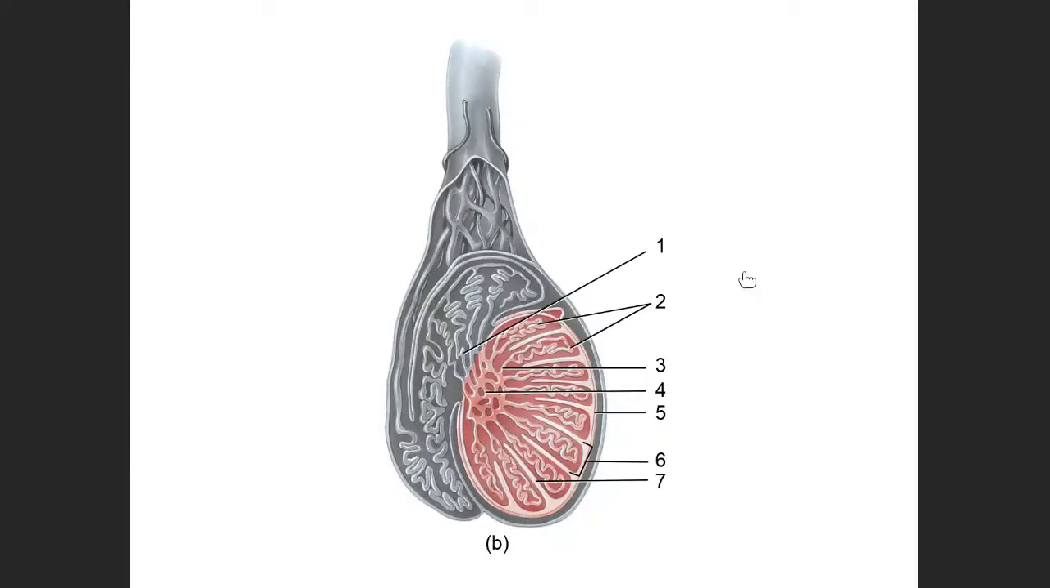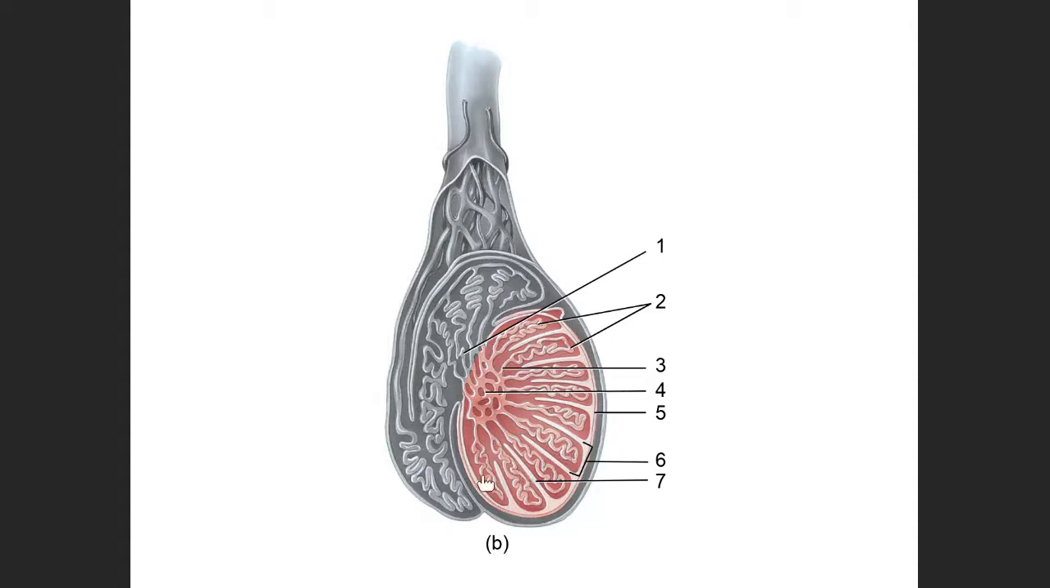In this picture, you can see the sagittal section of the testis. In this sagittal section, you can see number 5. Number 5 is the tunica albuginea, which covers the testis. From the tunica albuginea, we have number 7. They are septa, and the septa make number 6, which is testis lobule.